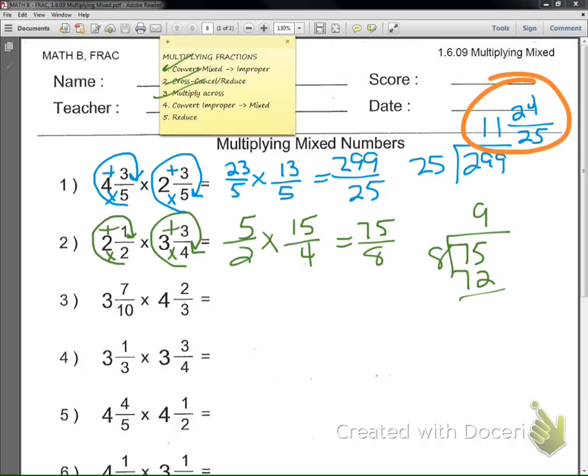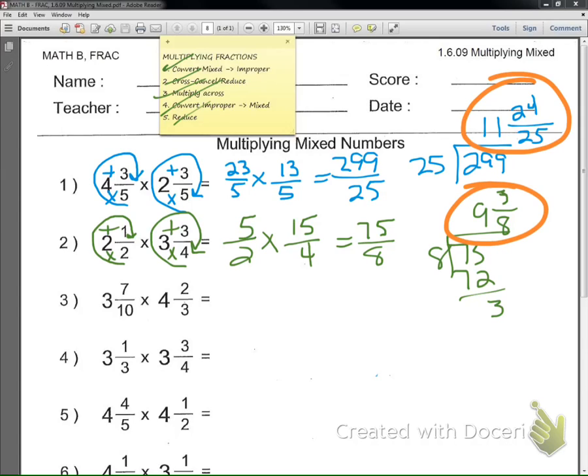Subtract. 5 minus 2 is 3. And we have no other numbers to bring down, so that becomes the numerator of my fraction. And the divisor is 8. So 9 and 3/8. 3 is a prime number, and because 3 can't go into 8, it doesn't reduce any further. So that's your final answer, 9 and 3/8.